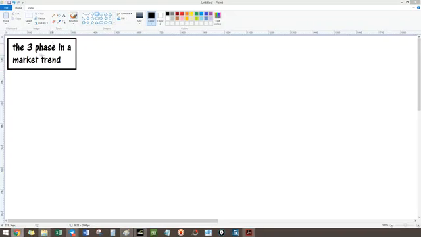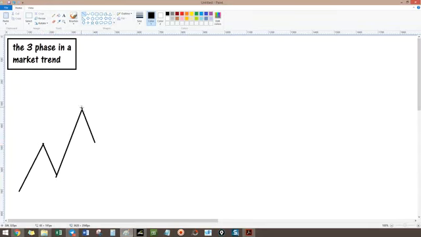Okay, so there's three phases in the market trend. Before this, you already learned that price moves like this: high, low, higher high, higher low, higher high, higher low. So you know the market moves like this. But in this topic, we will be focusing on the three phases.